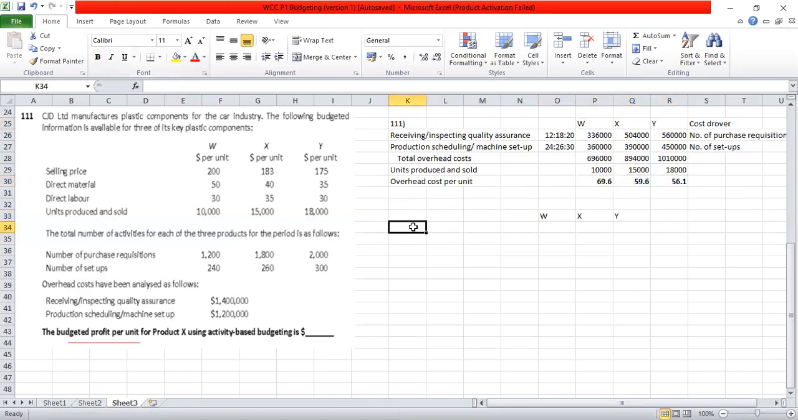We'll start with selling price. Selling price is 200, 183, 175. Less cost. We have a set of costs. One is direct material, the other one is direct labor. Then overhead cost.